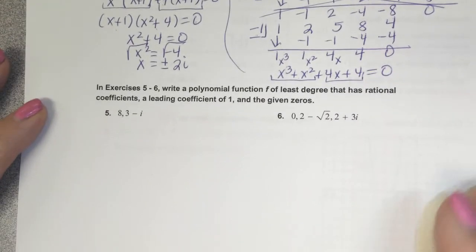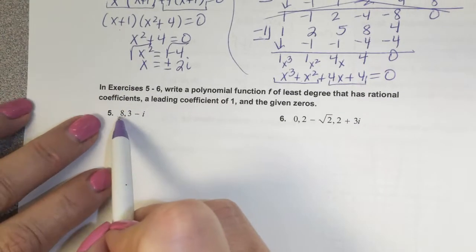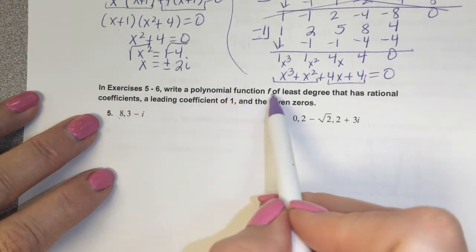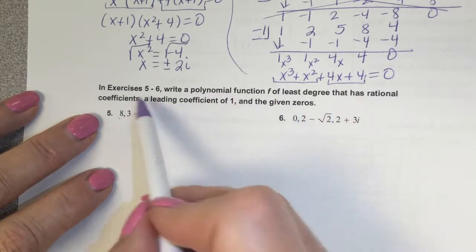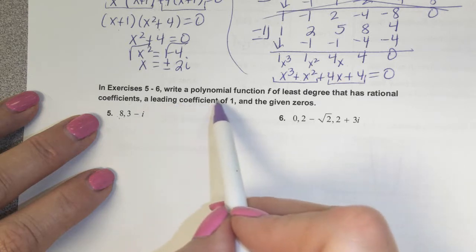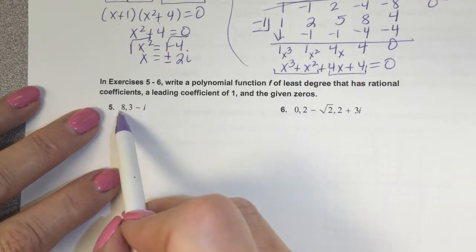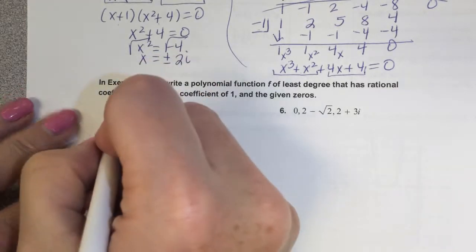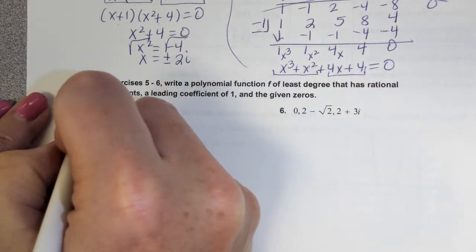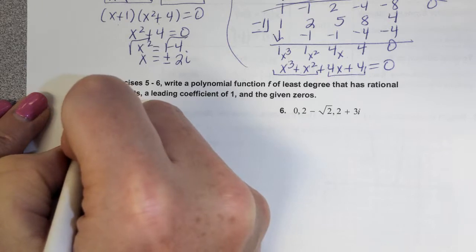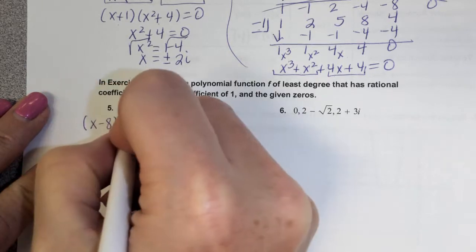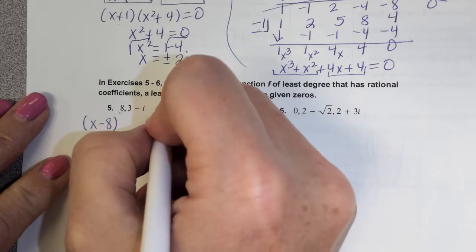All right, guys, we're going to just do one more. We're going to do this one. Write a polynomial function f of least degree that has rational coefficients, a leading coefficient of 1, and the given zeros. So one of our zeros is 8. What was the factor if 8 is our 0? Good. If 3 minus i is a 0, what else is a 0?